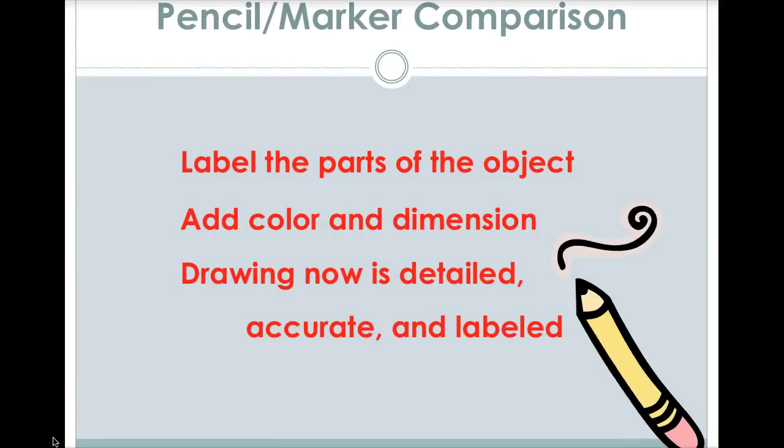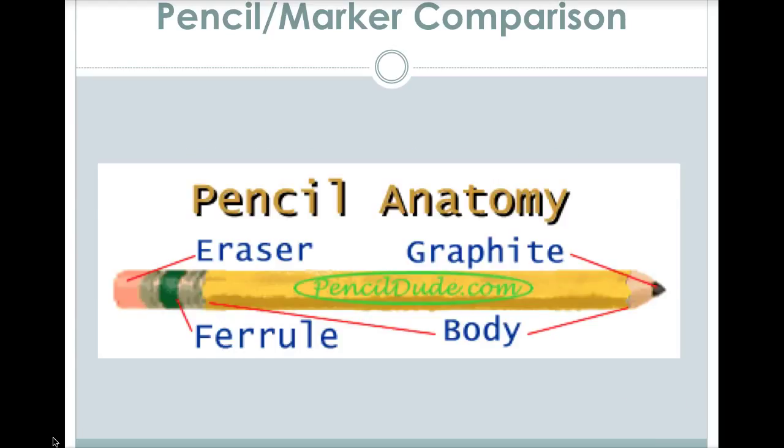When we do our drawings, there's always a couple things we want to do. We want to label the parts of the object. We want to add color, and as much as possible, and some of this depends upon your comfort level, we want to add some dimension, so maybe some shadows, just to give it a better look, more detail. And when we're done with that, our drawing will be detailed, it'll be accurate, and it will be labeled. And remember, you don't have to be an art student in order to do a good drawing in science. So we did the example of drawing the pencil in class, and just as a reminder, our lines come off from the different parts, and we want to label those with a correct term.